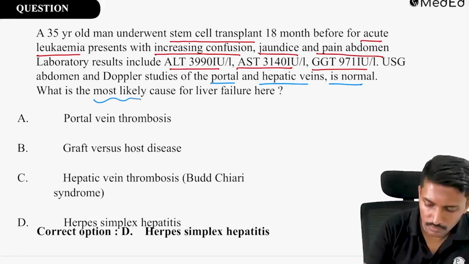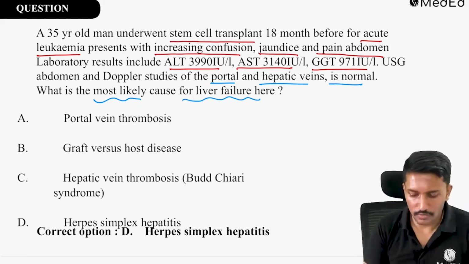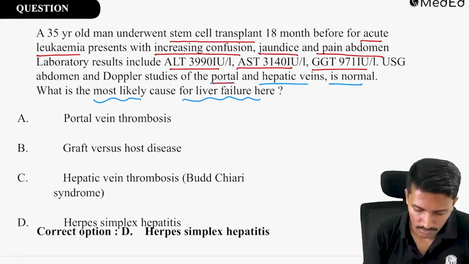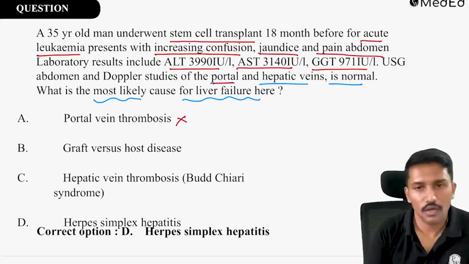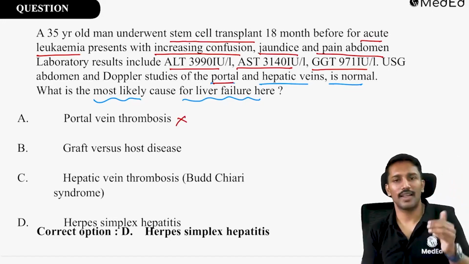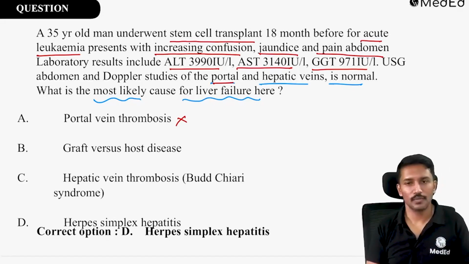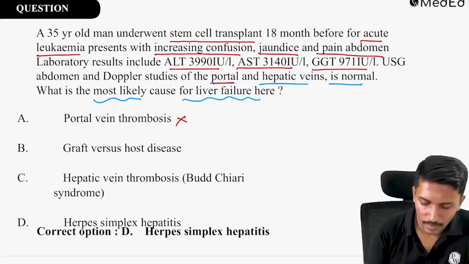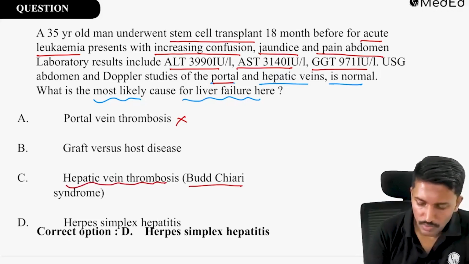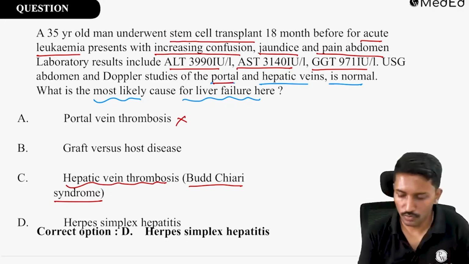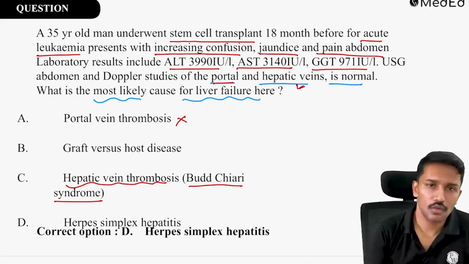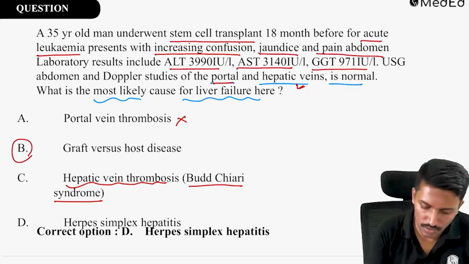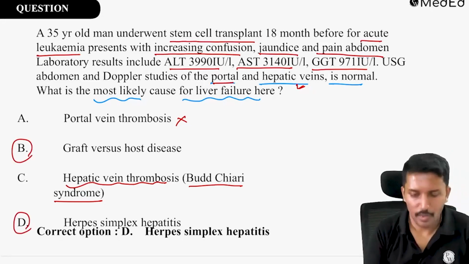Now they're asking what is the most likely cause for liver failure here. So once they mention that there is normal portal veins, portal vein thrombosis is ruled out. Otherwise, I would have had elevated portal vein pressure if I had the portal vein thrombosis, right? That is ruled out. Okay. Then hepatic vein thrombosis, what we call as Budd-Chiari syndrome, that is also ruled out because they only have told that hepatic vein is normal. So I'm left with only two options: graft versus host disease, option B, and herpes simplex hepatitis.